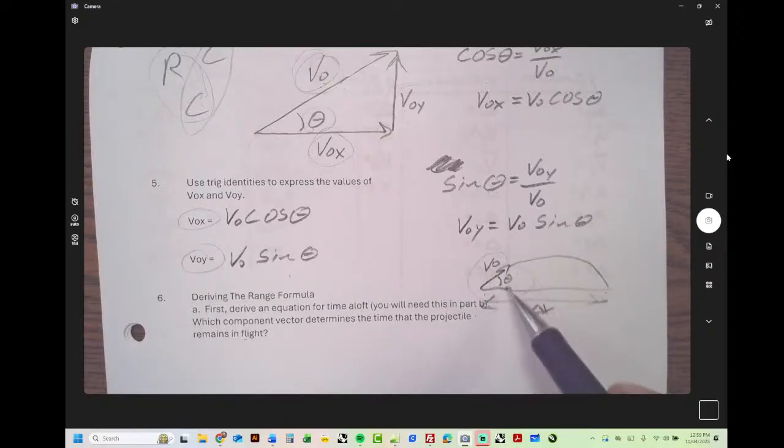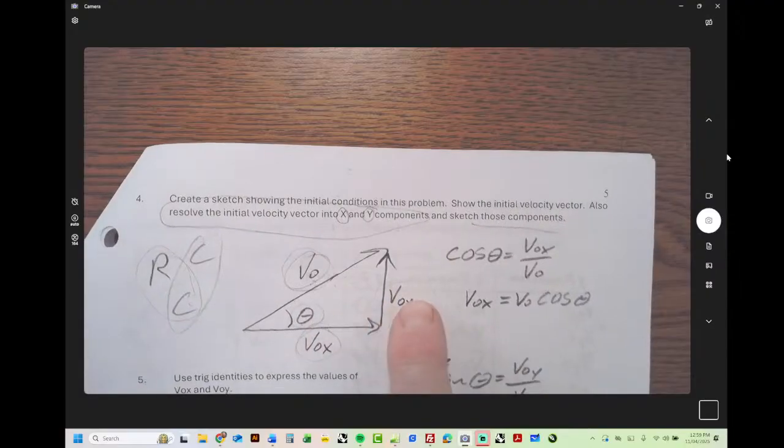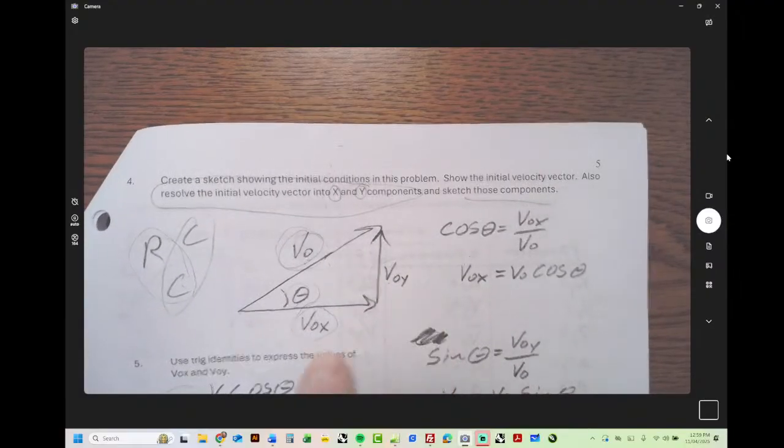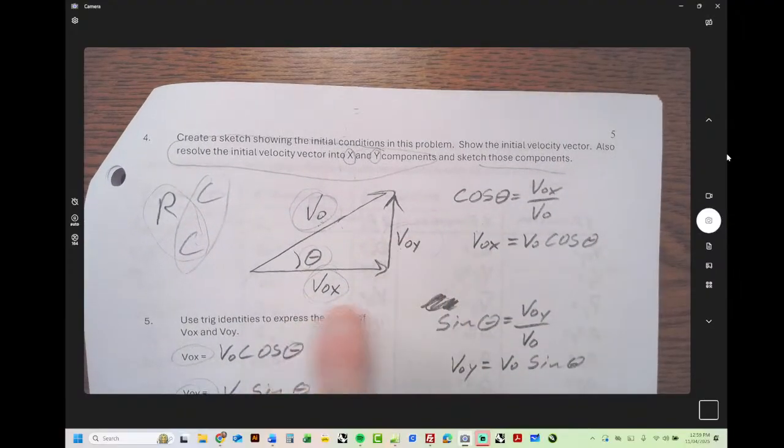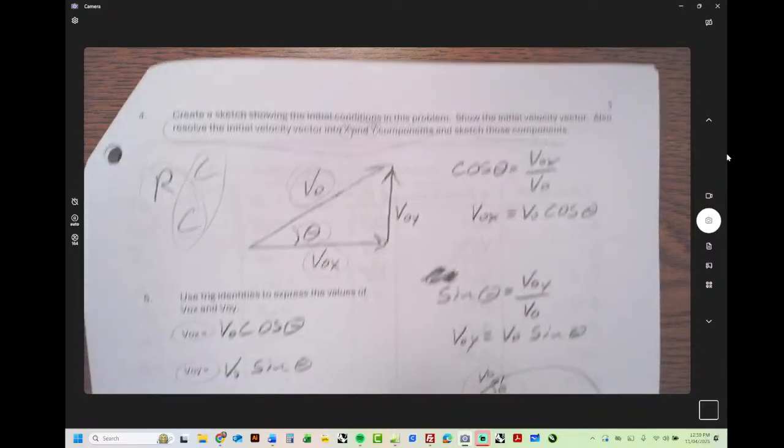So during this flight, the projectile is going to have its y velocity in the beginning and x velocity in the beginning. Which one of those is going to determine how long it stays in the air, the x or y velocity? Y velocity. If it doesn't have any y velocity, what's it going to do? It's not even going to go in the air. If it has a big y velocity, it's going to stay in the air a long time.